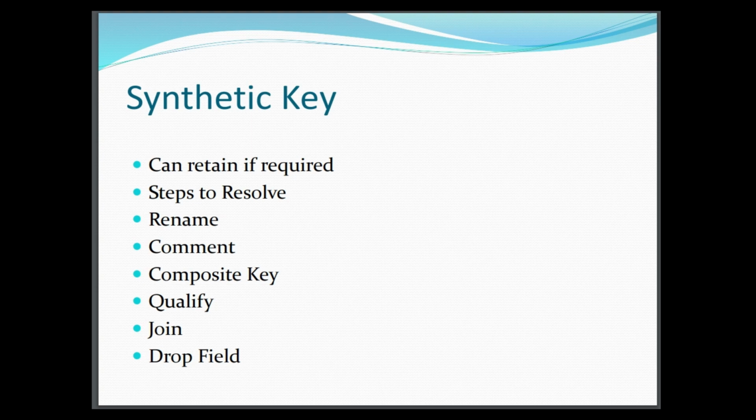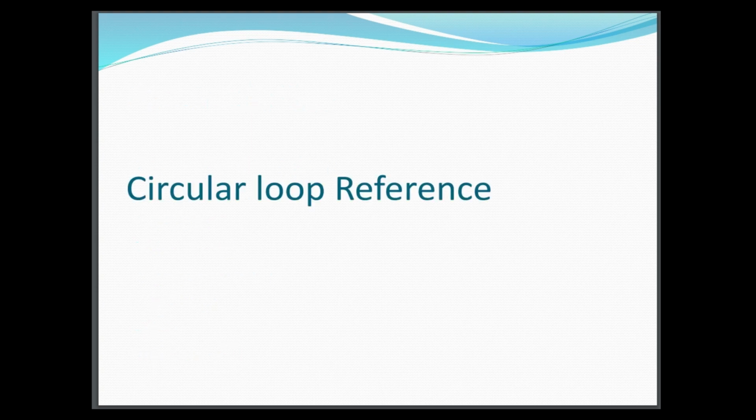So what are the ways to remove a synthetic key? You can either rename the field which is not required, or you comment it out, or you drop or delete the field totally, or if both are required, create a composite key, or you can use a qualify function, where qualify adds an alias name in front of each field. So it adds the table name in front of the field, so it will be table name dot column name, so everything will be qualified. Or you can join. So basically you can pick any of these methods to resolve a synthetic key, depending upon the type of data or design you have.